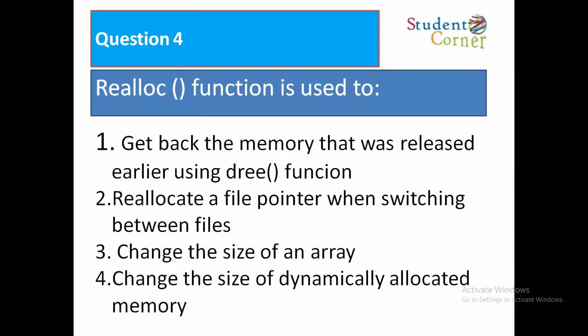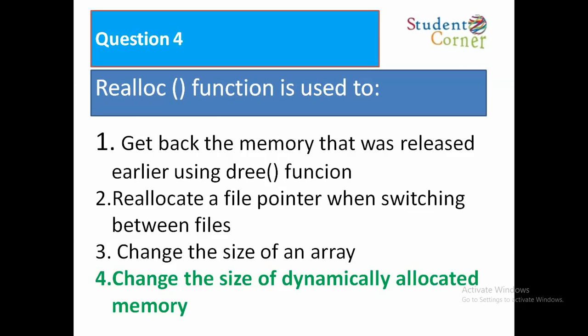Realloc function is used to: option 1, get back the memory that was released earlier using the free function. Option 2, reallocate a file pointer when switching between files. Option 3, change the size of an array. Option 4, change the size of dynamically allocated memory. So option 4 is the correct answer. Reallocate means we are changing the number of bytes a variable or a data type occupies.